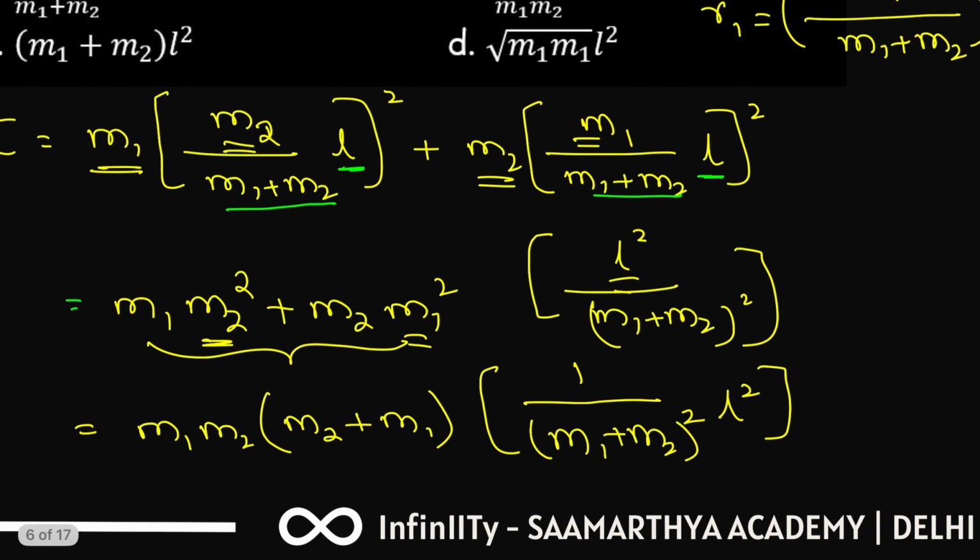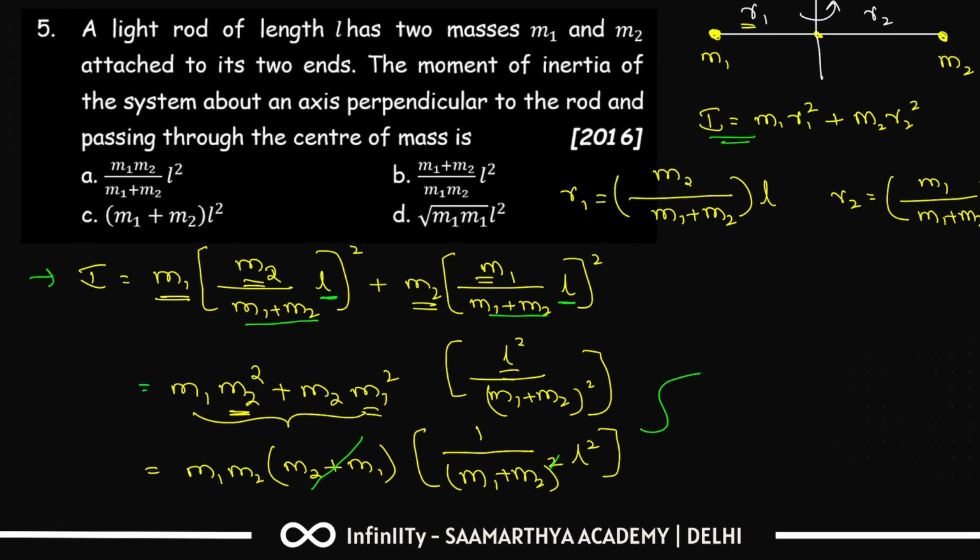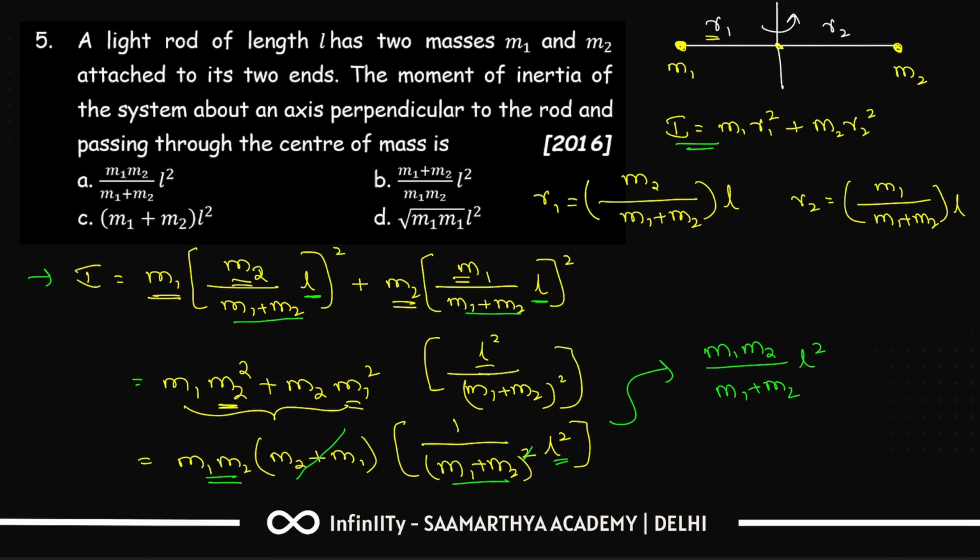Let me zoom in. This m1 plus m2 and this m1 plus m2 will get cancelled out. What is remaining here? m1 m2 by m1 plus m2 into L square. So this is option A. So this is the pure mathematical solution.